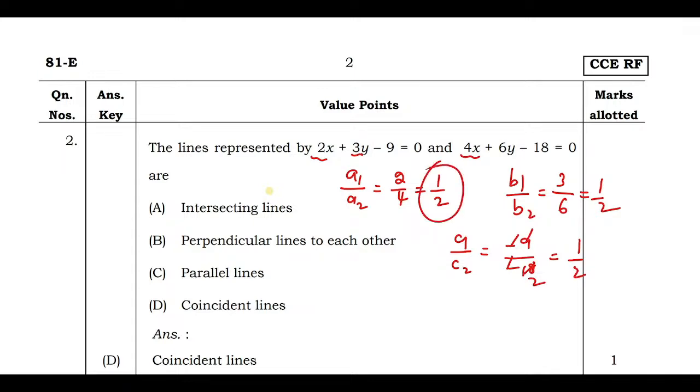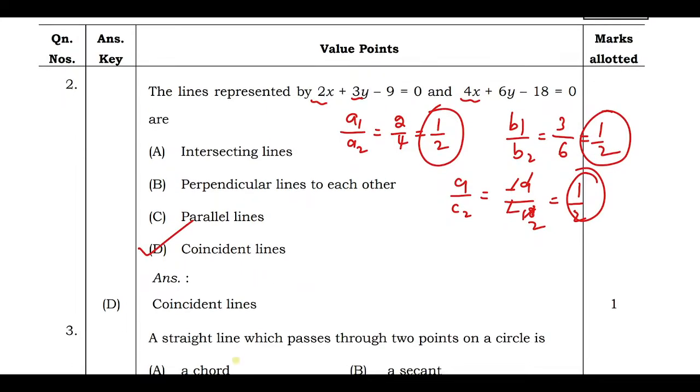We can observe that a1 by a2 is equal to b1 by b2, which is equal to c1 by c2. That means it is a coincident line. If a1 by a2 is equal to b1 by b2 equal to c1 by c2, the lines are coincident. If a1 by a2 is not equal to b1 by b2, the lines are intersecting. If a1 by a2 is equal to b1 by b2 and not equal to c1 by c2, then it is a parallel line.